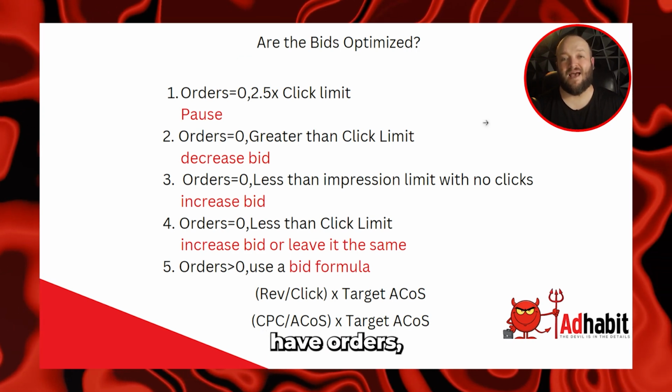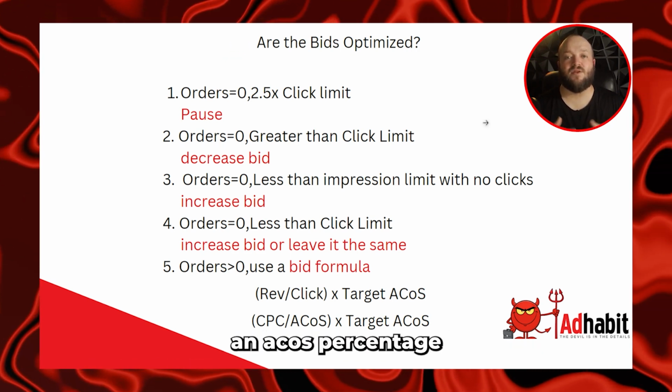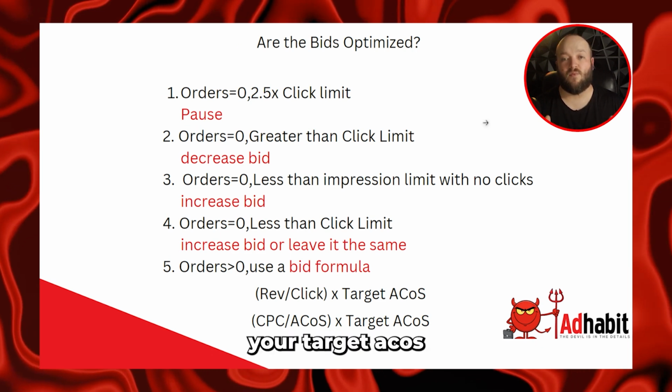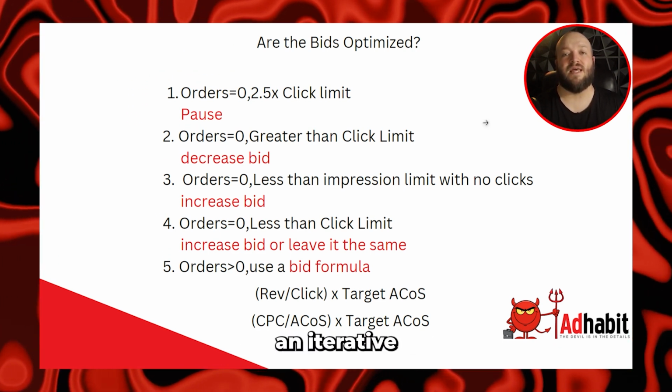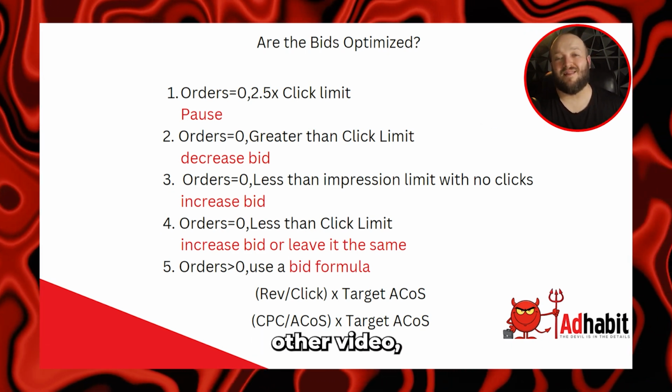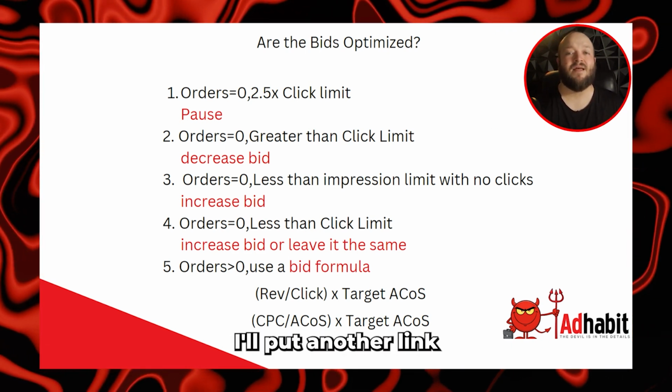Now, if you actually have orders, then you have a little bit more data to deal with, and you have an ACoS percentage that you can compare with what your target ACoS is and make a decision. You could use one of these formulas, or you could use an iterative bidding method. I went over this a ton in that other video, so be sure to check that out. I'll put another link right here.